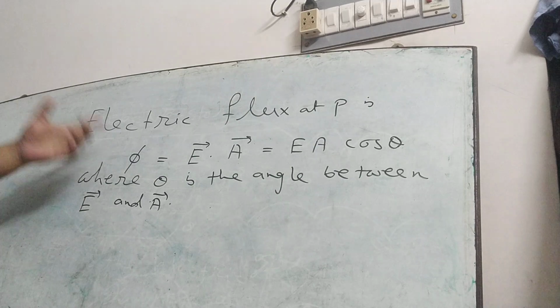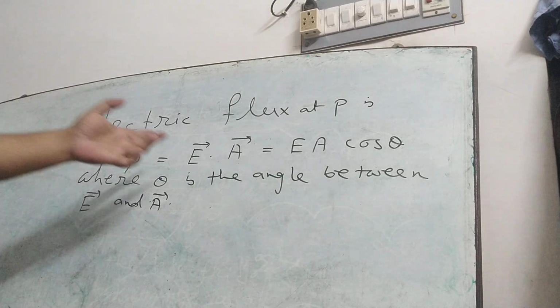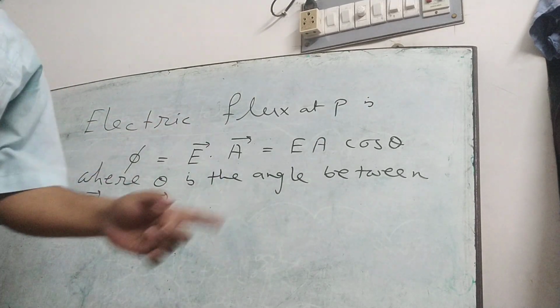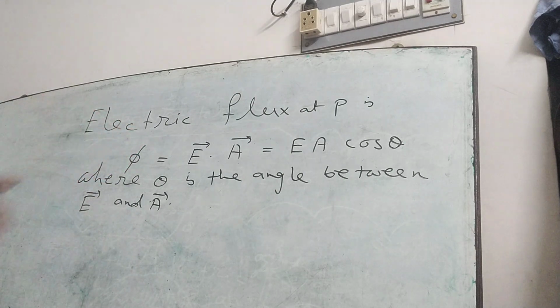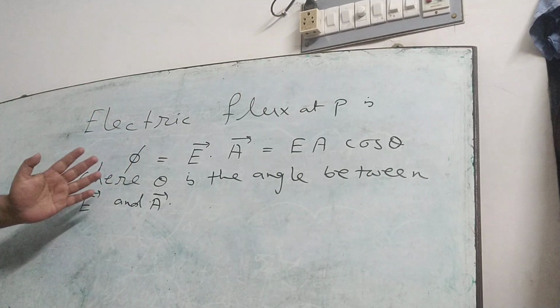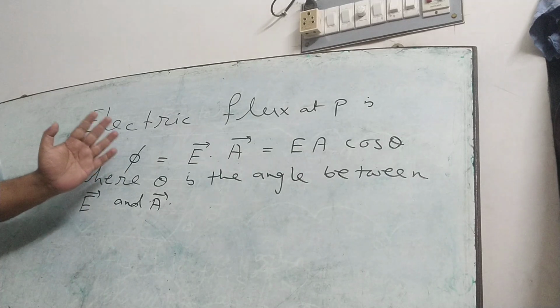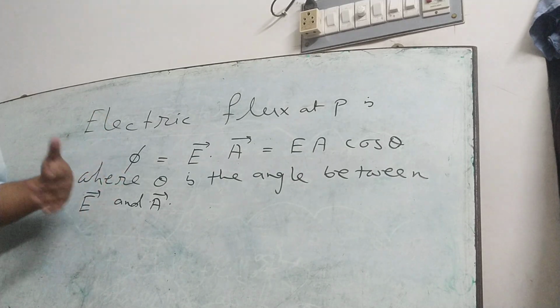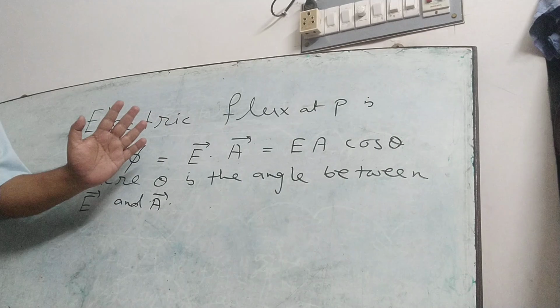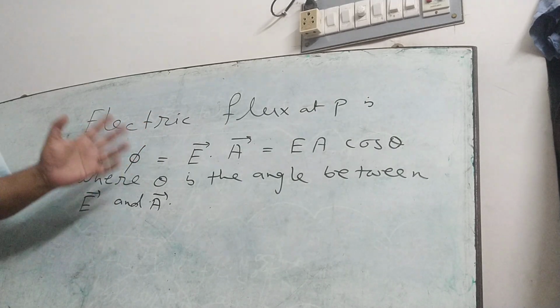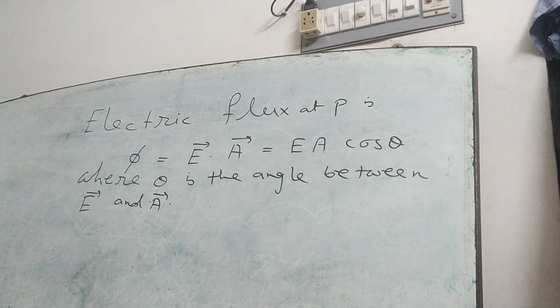The electric flux phi is equal to the number of lines of force passing through the surface in normal direction, whose area is capital A.